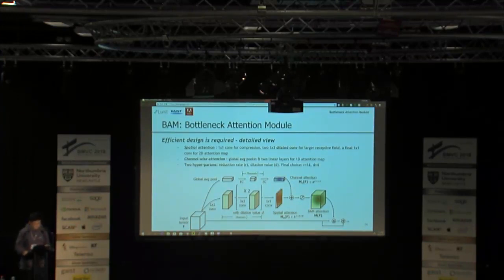During the MLP and convolution, we reduce the number of channels to save parameters and computation. This is a design hyperparameter called the reduction ratio. Also, during convolution, we use dilated convolution to aggregate spatial contextual information. The dilation value is another design hyperparameter. We explore these experimentally through ablation studies.